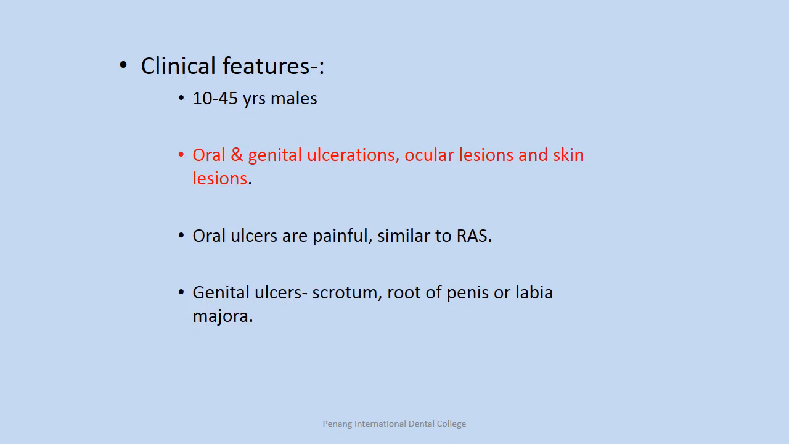Coming to the clinical features, it's common among males in the age group of 10 to 45. There's a triad of oral and genital ulceration, ocular lesions, and skin lesions commonly seen. These oral ulcers are painful and are very similar to recurrent aphthous stomatitis. Genital ulcers are commonly seen on the scrotum, the root of the penis, or the labia majora.